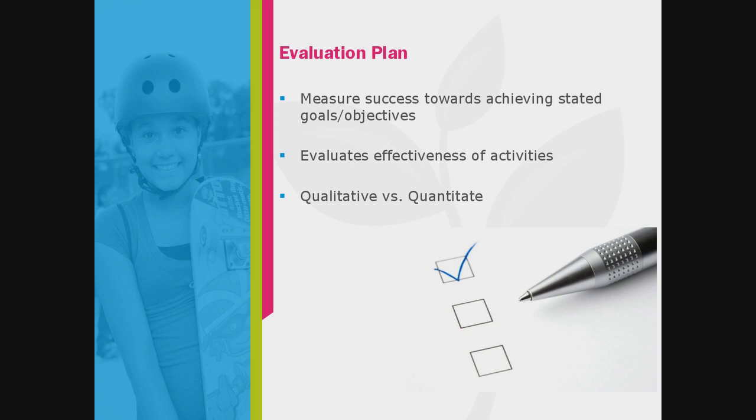As you think about evaluation, think of qualitative data versus quantitative data. Qualitative data is subjective. It tells the story of your project or the story of the need and how these activities have made improvements. And then quantitative is objective, it's by the numbers. It will talk about the number of people reached, the number of programs implemented, those sorts of things.